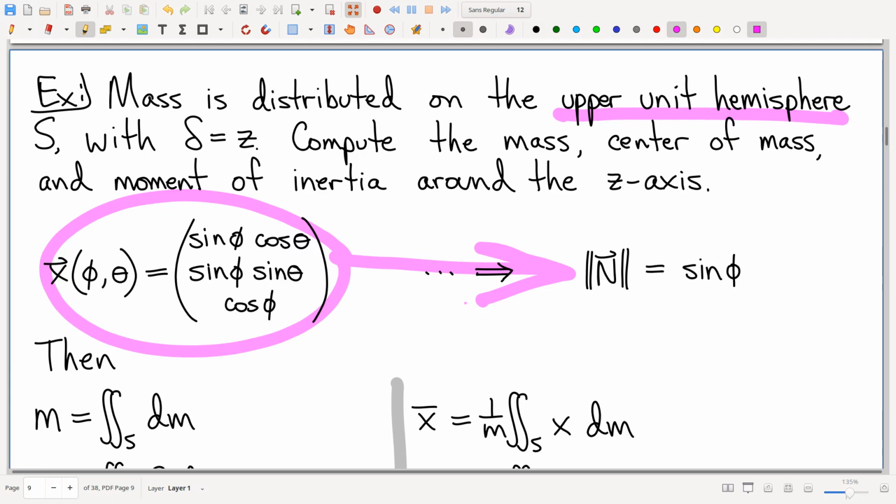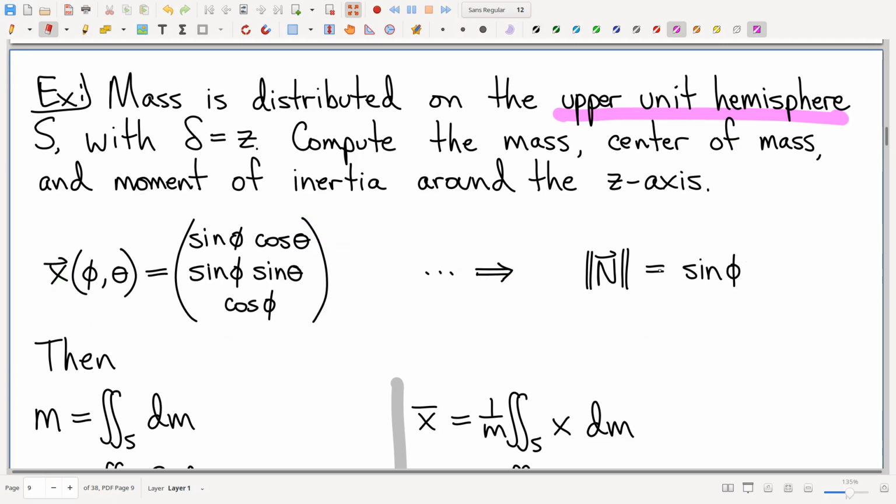There's various things to do. You have to compute the partials. You then take the cross product to get capital N. You then take the magnitude. Thankfully, a bunch of simplifications happen, and here's your result. Okay. And now we're in business.